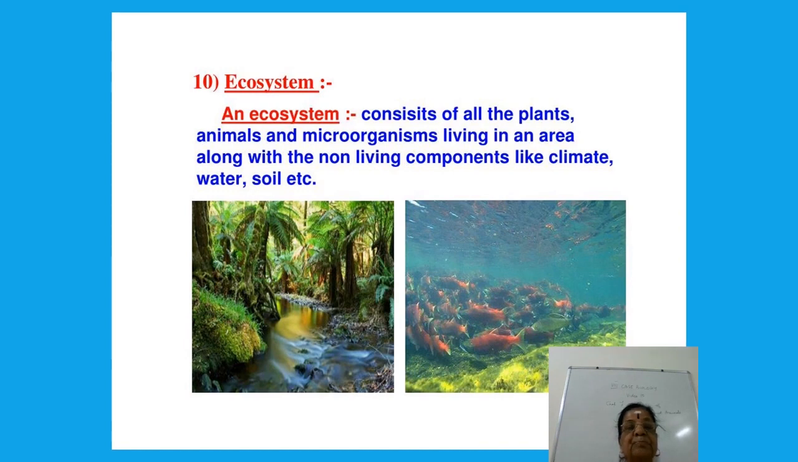என்ன சொல்றது, an ecosystem, I repeat, consists of all plants and animals and microorganisms living in an area along with the non-living components of climate, water, soil, etc.